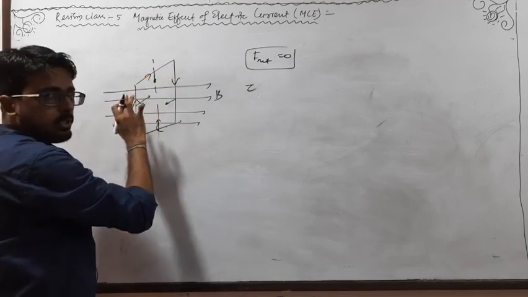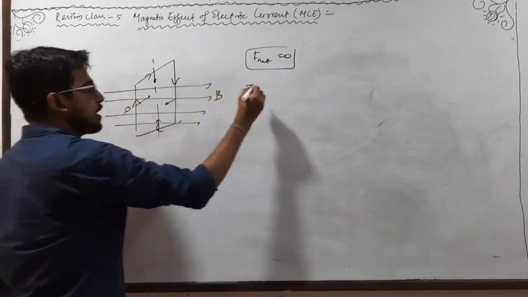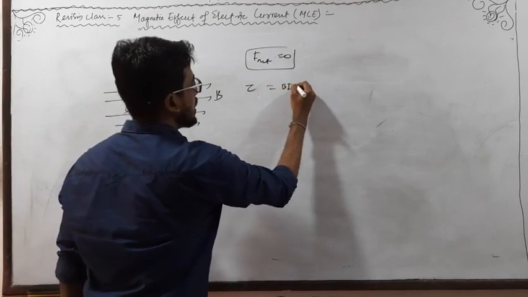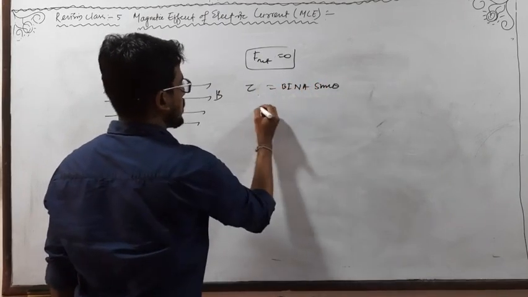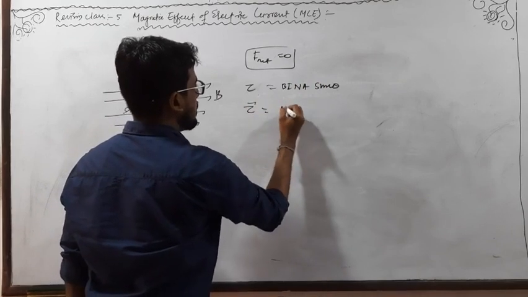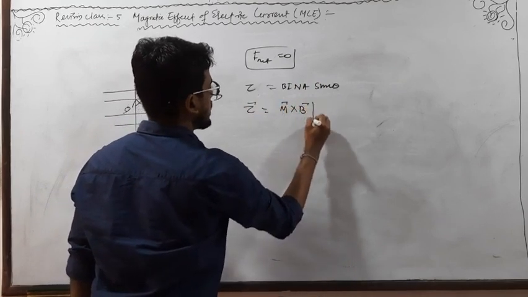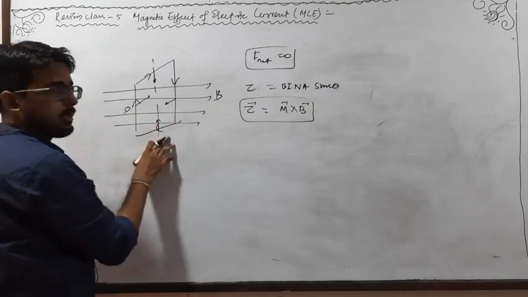So it will experience a torque, and what is the torque due to this? That will be BINA sin theta, or this can be written in vector form as M cross B. This is the torque acting on a current carrying loop.